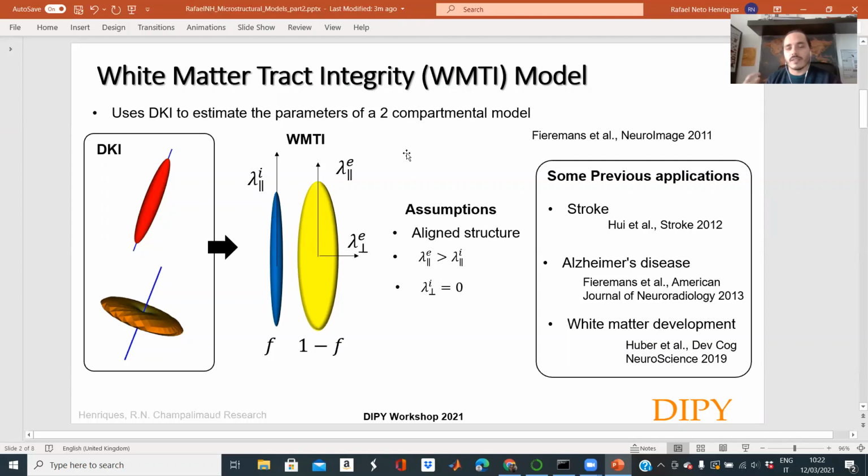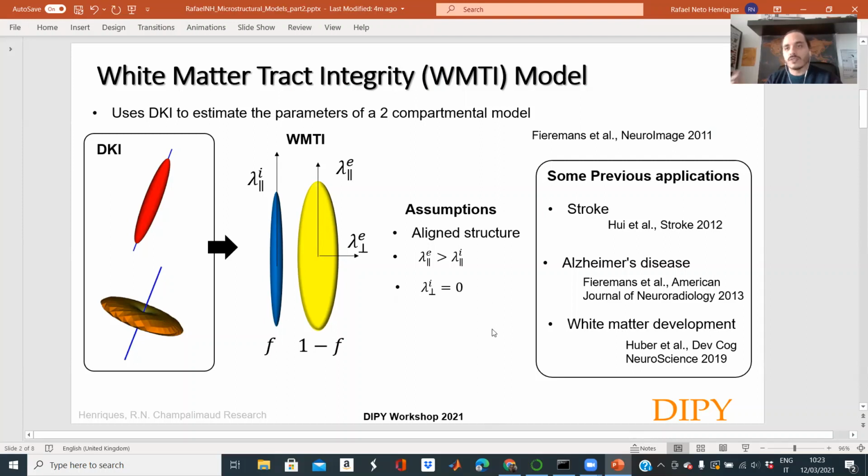To remove some of the degeneracies in the conversion between the kurtosis parameters and the white matter tract integrity parameters, some assumptions are made in this model. So for example, the extracellular diffusivity in the axial direction is assumed to be higher than the intracellular axial diffusivity. And the radial diffusivity of the intracellular space is assumed to be 0.